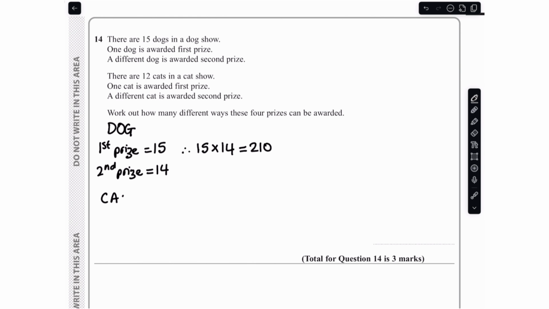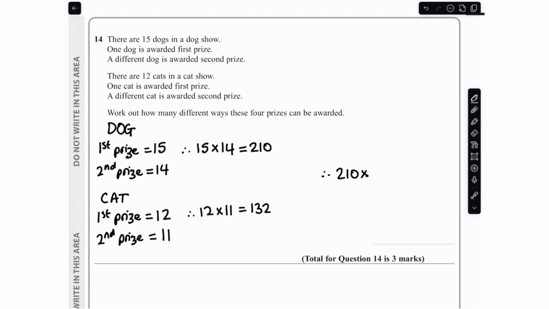And if we look at the cat prizes, the first prize can be awarded to all 12 cats, so I'm going to put 12, and the second prize can be awarded to any of the remaining cats, which leaves us with 11 choices. And the number of ways in which the cat prizes can be awarded can be obtained by multiplying 12 and 11, and that gives us 132. So your final answer will be obtained by multiplying 210 by 132, and that gives us a value of 27,720.